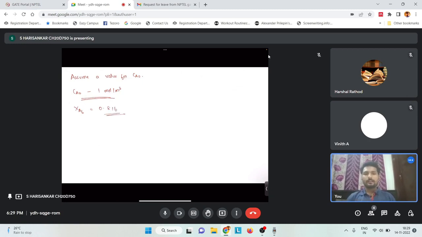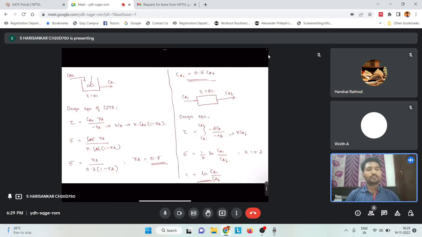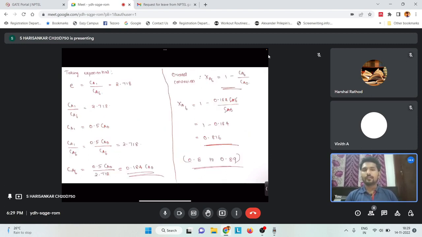or like depending on the accuracy, it will be varying between 0.8 to 0.9. So yeah, that is one way to do it. So one way is, as I just showed before, you just take the variable as the variable. So here we took the CA1 and CAF as terms depending on CA0. So we represented CA1 and CAF in terms of CA0, and then we just cancelled out that CA0 term in the final calculation of the conversion.